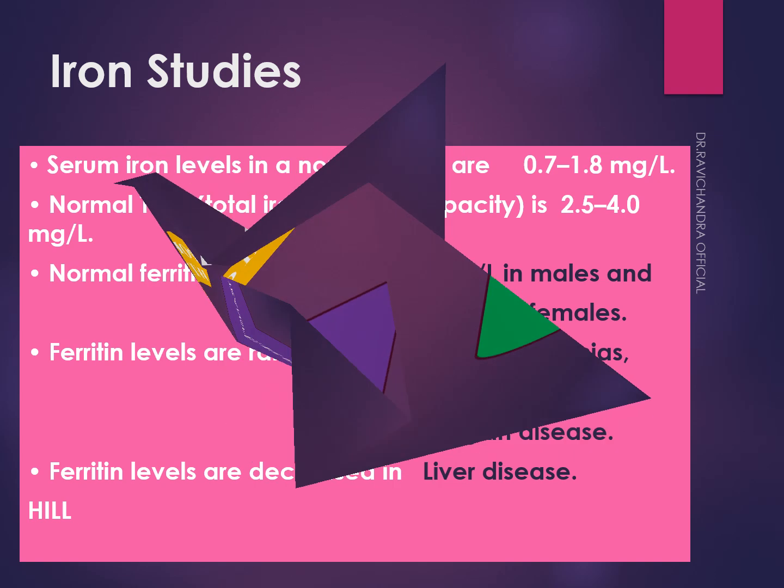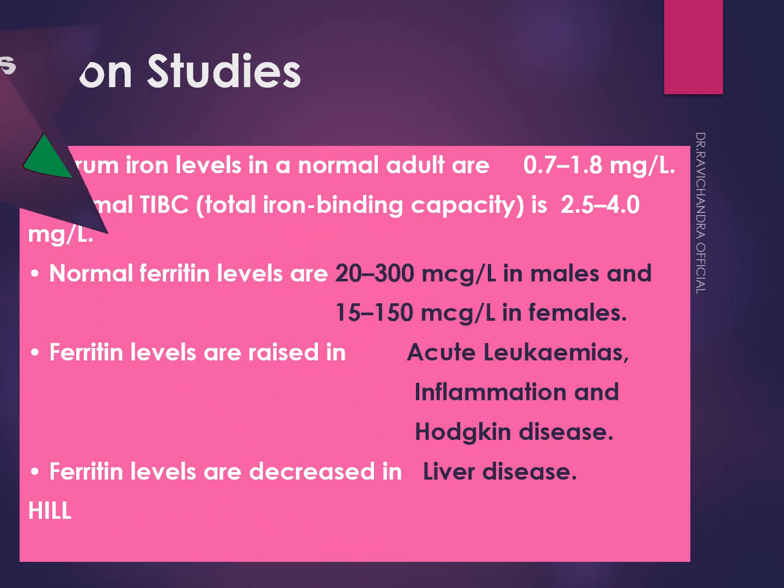Coming to the iron studies, which will help in diagnosis of iron deficiency anemia. That is serum iron levels and normal total iron binding capacity levels to be known. The serum iron level in a normal adult is 0.7 to 1.8 milligrams per liter. Normal TIBC is 2.5 to 4 milligrams per liter.